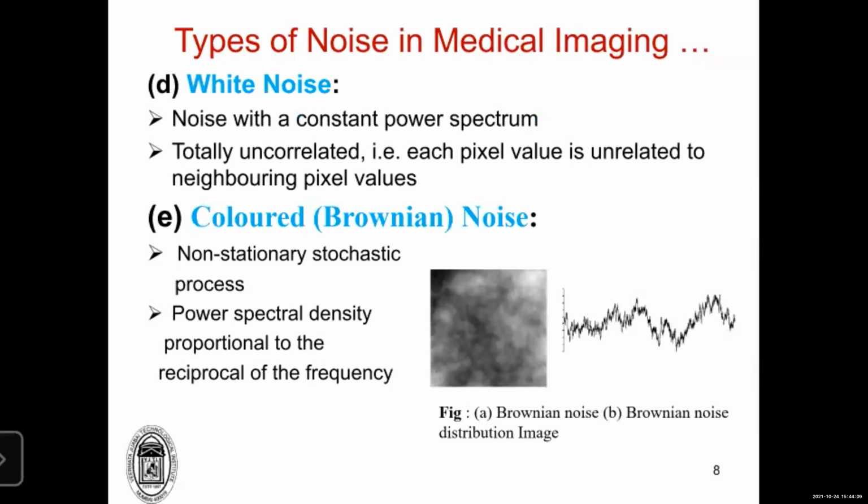White noise has a constant power spectrum. It is totally uncorrelated, that is, each pixel value is unrelated to the neighboring pixel value. Next is colored or Brownian noise. It is a non-stationary stochastic process, with power spectral density proportional to the reciprocal of the frequency. So this is Brownian noise corrupting the original image.